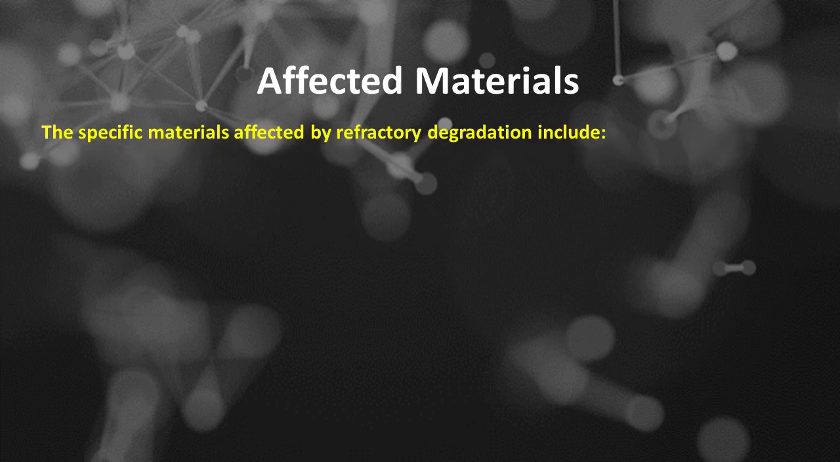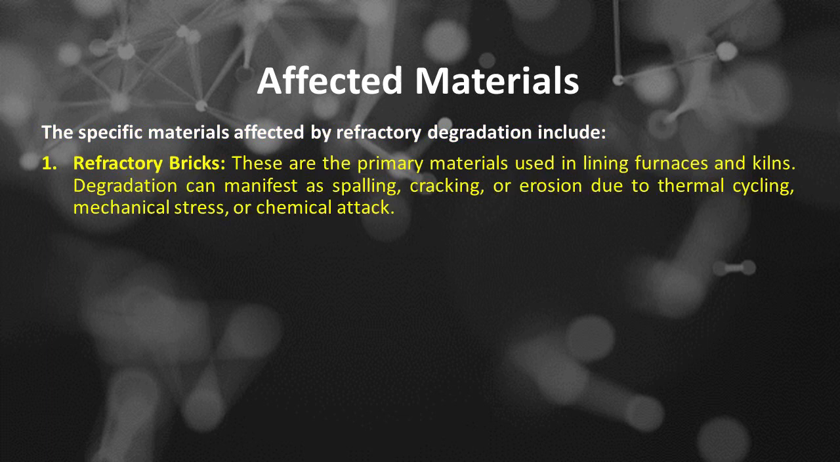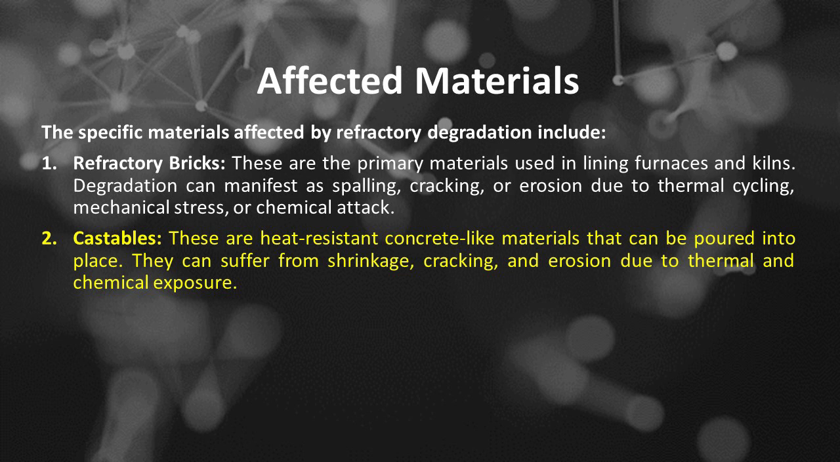The specific materials affected by refractory degradation include: Number 1 is refractory bricks. These are the primary materials used in lining furnaces and kilns. Degradation can manifest as spalling, cracking, or erosion due to thermal cycling, mechanical stress, or chemical attack. Number 2 is castables. These are heat-resistant concrete-like materials that can be poured into place. They can suffer from shrinkage, cracking, and erosion due to thermal and chemical exposure.